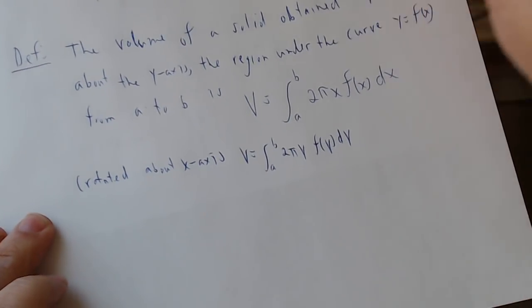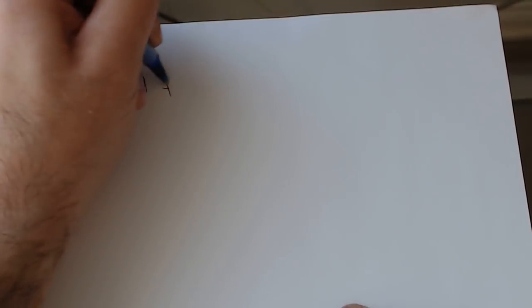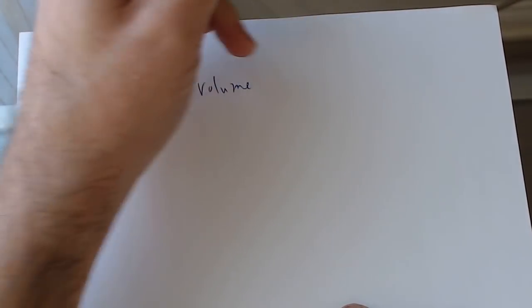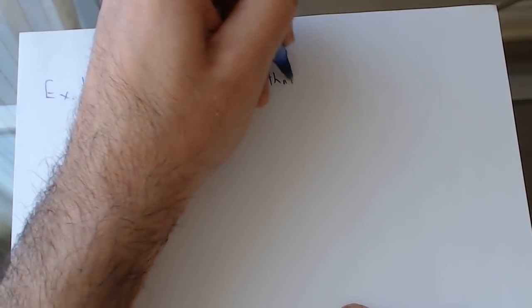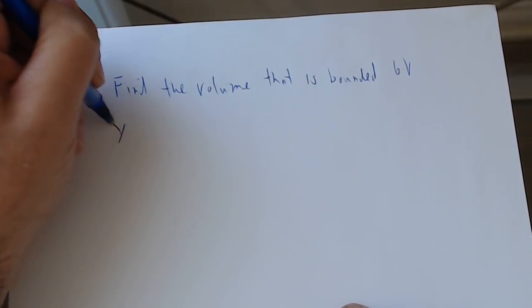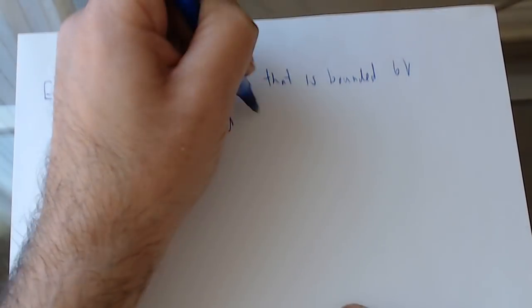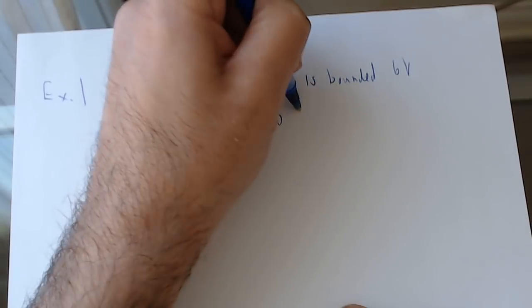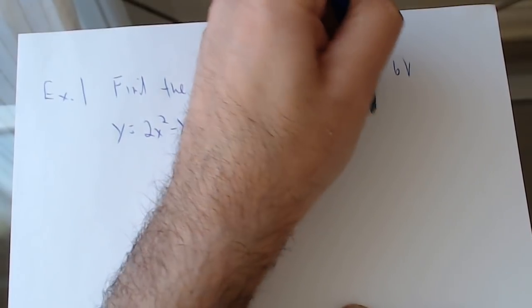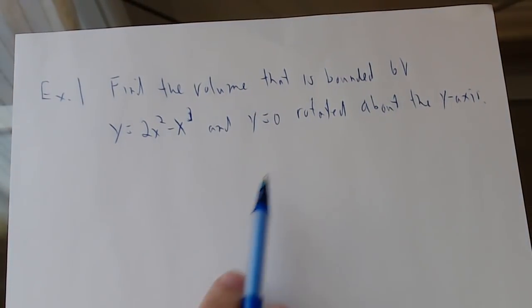There's nothing to worry about, because then everything else could be just calculated through the integrals and by the definition that we've set forth. So let's look at our first example. We'll say, find the volume that is bounded by y equals 2x squared minus x cubed and y equals 0 rotated about the y-axis. So if you think about it, this is the problem that we just talked about earlier on.